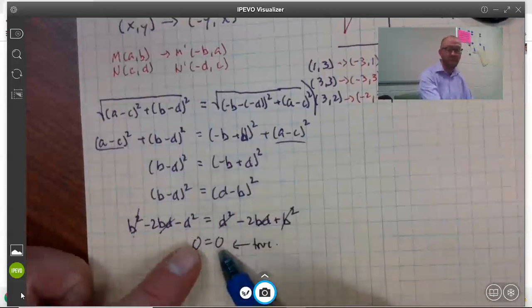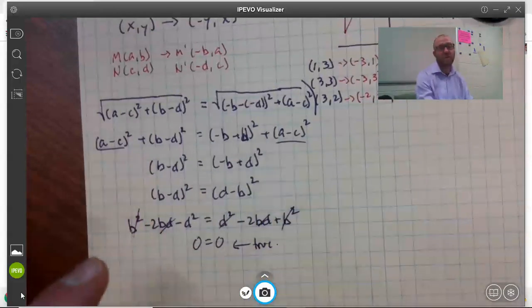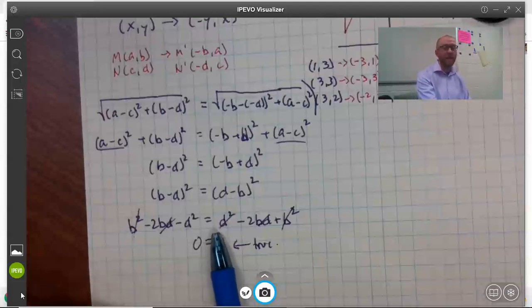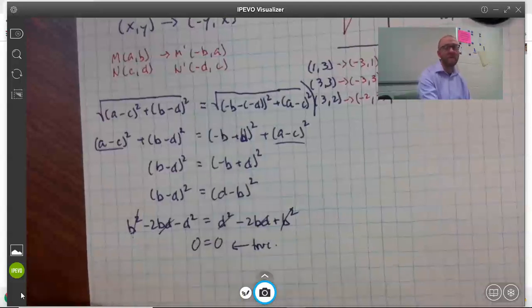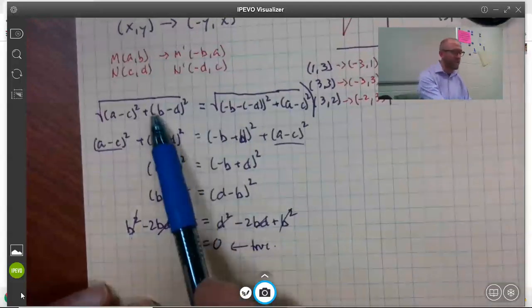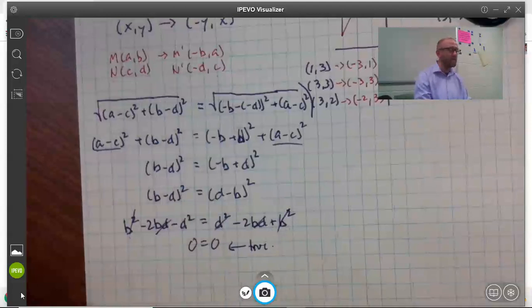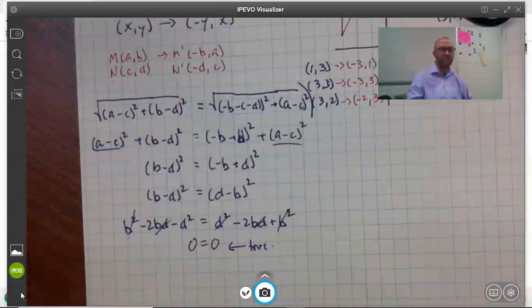And since this is true, we could work this whole process in reverse. And again, since we followed all the rules of algebra, each statement, as long as we add the same thing to each side or subtract the same thing from each side, the truth of the statement stays the same. And so if this one's true and we have followed all the rules, then the original statement must also be true, meaning that the distance between M and N is the same as the distance between M prime and N prime, which means that this transformation keeps distances the same. It's distance preserving. Okay? All right. There you go. We proved it.